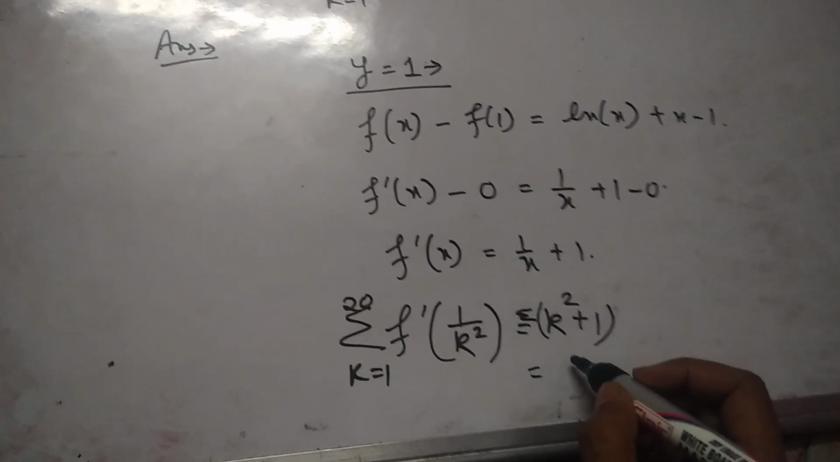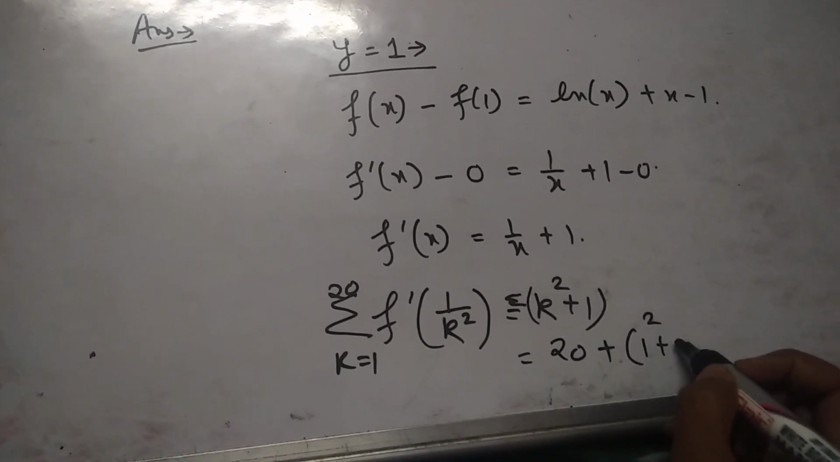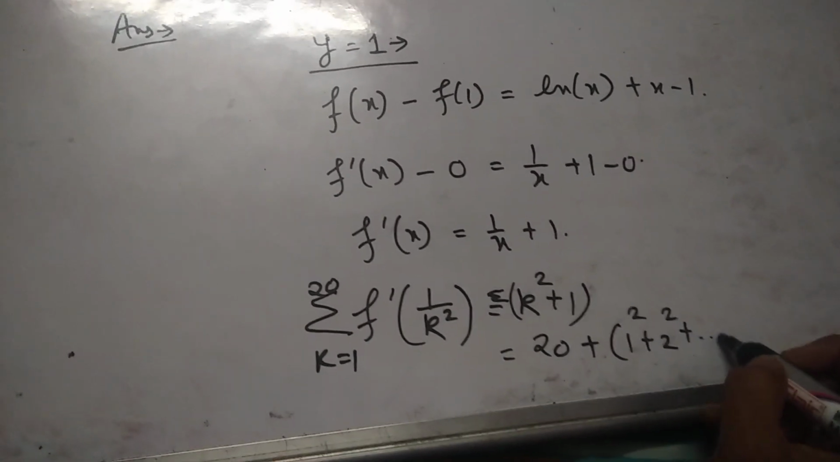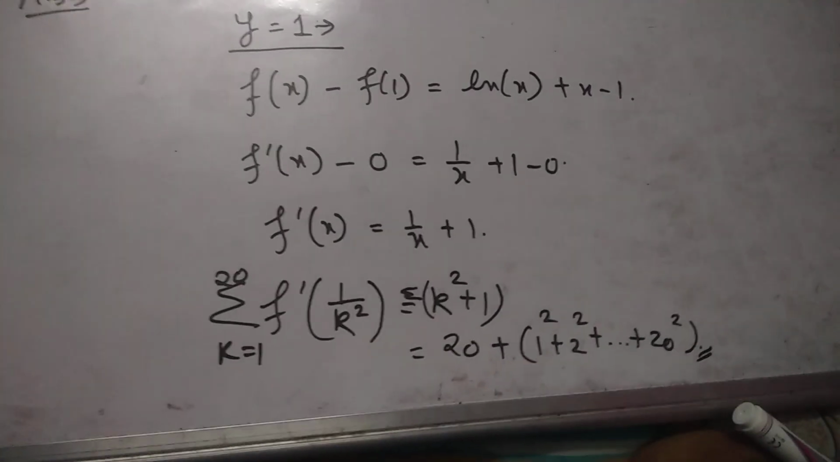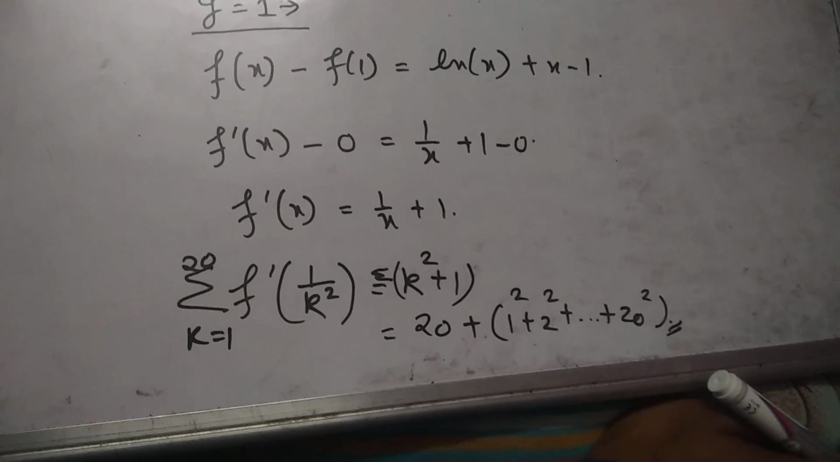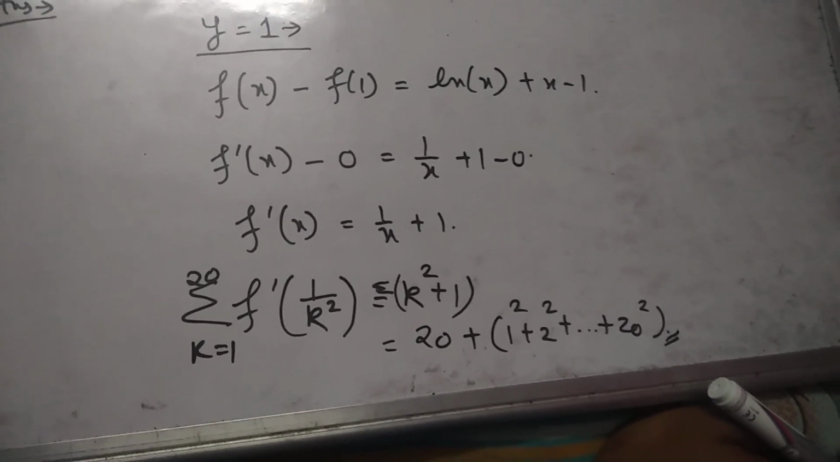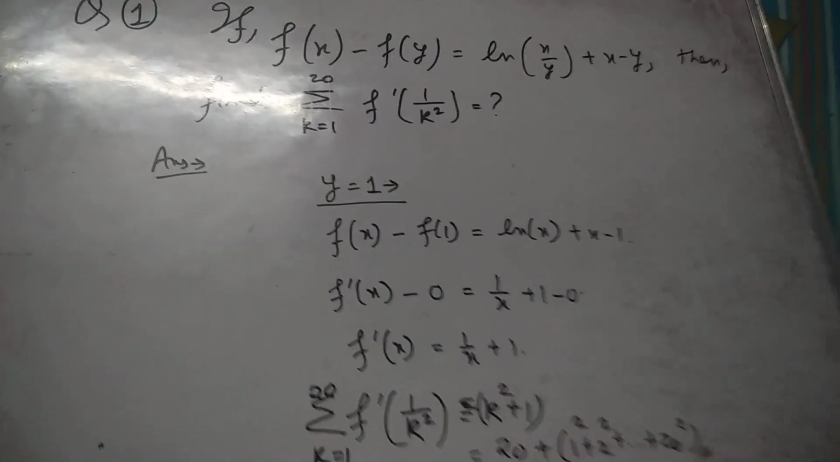So what we'll get is 20 plus 1² plus 2² up to 20². So you just need to solve this and you will get the answer. Alright, so this was the trick. Just put y equal to 1 and you are done. Alright.